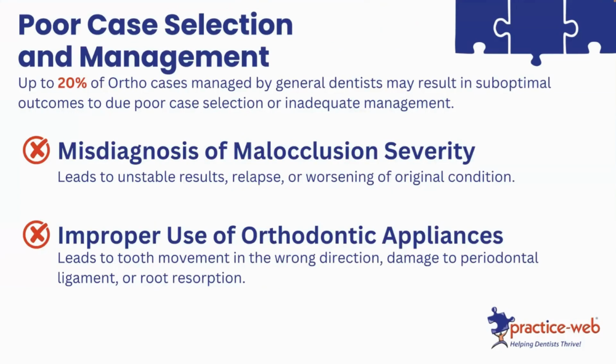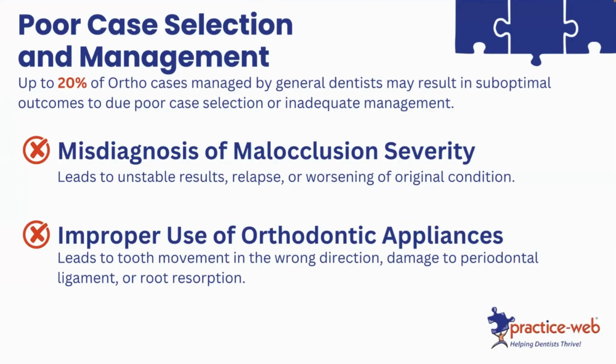And so if you're already doing ortho, you really got to think, if it's not successful like you imagined, it's probably one of those 5 areas. Now let's touch on poor case selection. Statistics tell us that about 20% of ortho cases managed by general dentists may result in suboptimal outcomes, to put it nicely, or something going south, right? So that could be due to poor management or selection.